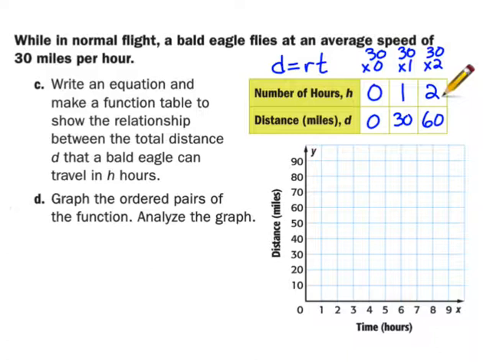So if we look over here, 0, 0 says that if no time went by, the eagle didn't fly any distance. After 1 hour, it says that the eagle flew 30 miles. And after 2 hours, the eagle flew 60 miles. If this is a true function, we will have a straight line for our graph, and we do.